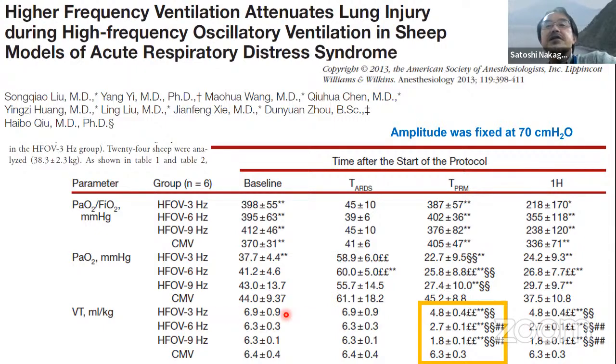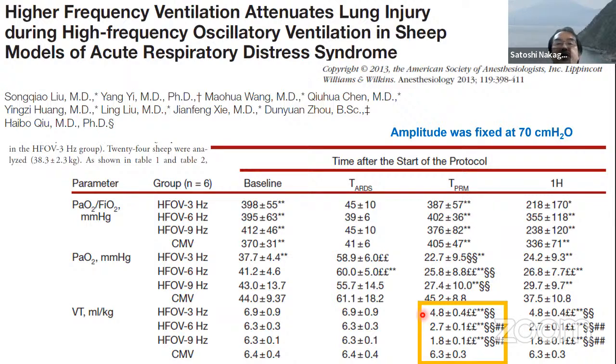So with 3 hertz, tidal volume was 6.8 ml per kilogram on average. With 6 hertz, tidal volume was around 3 ml per kilo on average. And with 9 hertz, the tidal volume was 1.8 ml per kilogram on average. So you may assume that high-frequency oscillation is lung protective mechanical ventilation.